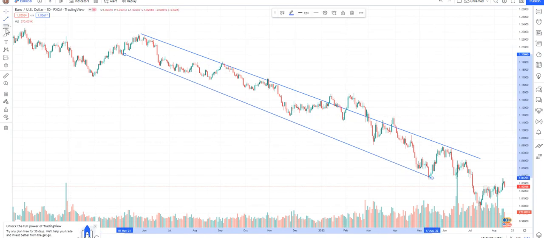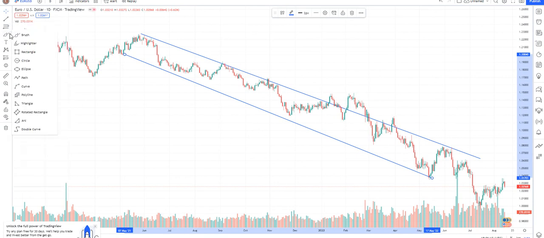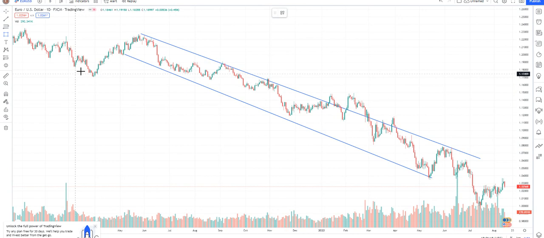If I'm looking for a rectangle, I can come to this place and find the rectangle there. Or, okay, this is not where the rectangle is. I can come to this place, find a rectangle.